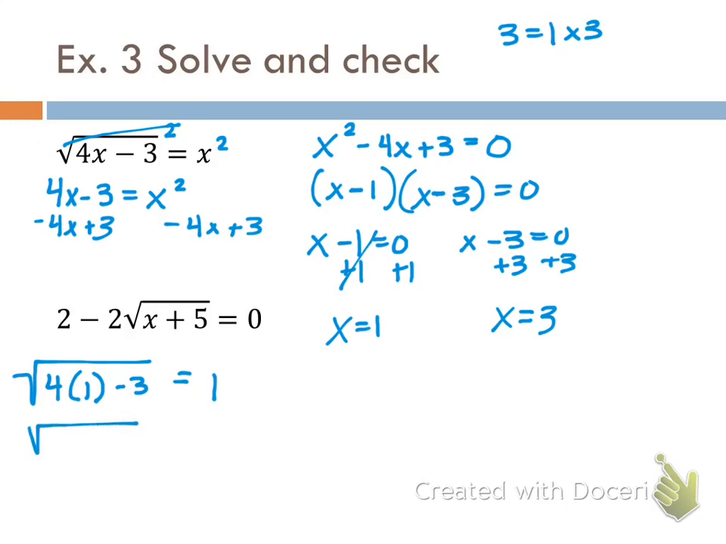4 times 1 is 4. Minus 3 is equal to 1. What's 4 minus 3? Does the square root of 1 equal 1? Yes, so I know that this is a valid answer. Now let's do that same thing but with 3.